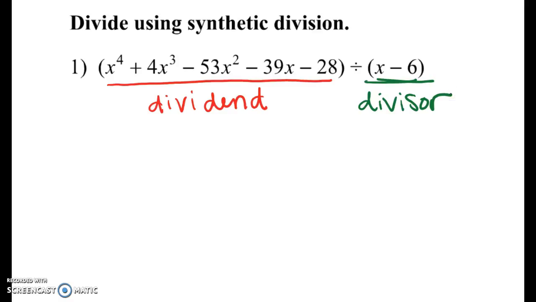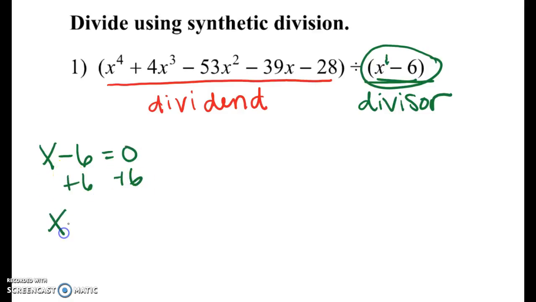Now, when we're using synthetic division, the first thing that I always do is I take our divisor and I see if the exponent of x is 1. And it is. So I'm going to take the x minus 6, my divisor, and set that equal to 0. And when I solve, I'm going to get x equals 6. For long division, I don't need it in this form. I need it in x minus 6. But for synthetic division, I do need it in this form. I need the value of x.